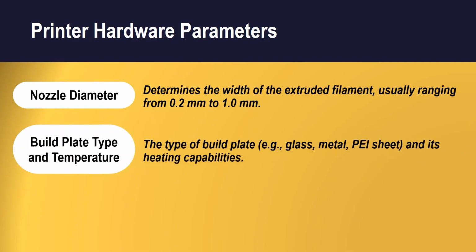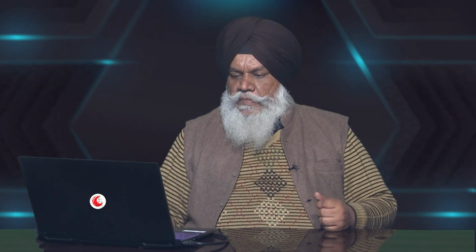Similarly, build plate type and temperature are also important. There are different types of build plate that we use, maybe glass, maybe metal, or sometimes some high temperature withstanding polymer sheet I am also using, and its heating capability is really important, because normally the bed temperature I keep between 55 to 60 degrees Celsius. So almost all types of commercially available glass and metal plates, maybe of MS type, solve my problem, right?